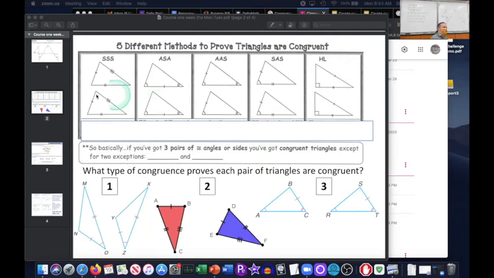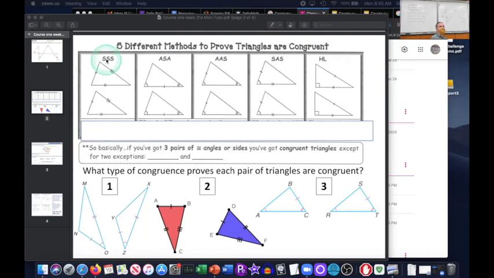And then the other 4 ways involve either sides or angles. And so the letters that you see are the order of the sides and angles. So if we have 2 triangles and we measure the 3 sides, these 2 triangles are congruent if all 3 sides are the same. That's called SSS. If we have 2 triangles, all we have to do is measure the 3 sides to prove these 2 triangles are congruent. And that's called SSS.